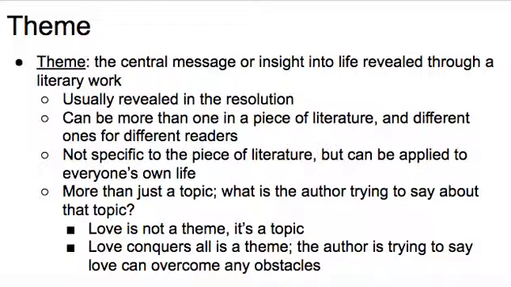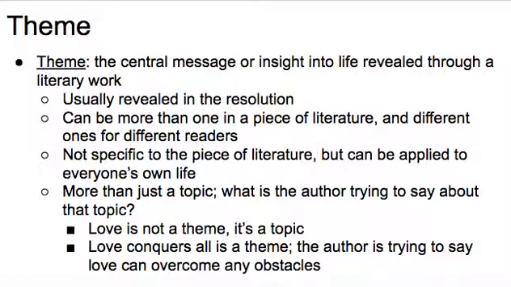Themes are more than just a topic. So if you have just one word, that's a topic. Themes need a little bit more. So, like, love is not a theme, it's a topic. Because I don't know how you feel about love. Is love good? Is love bad? But love conquers all is a theme, where the author is trying to say that love can overcome any obstacles. So, you get more details.